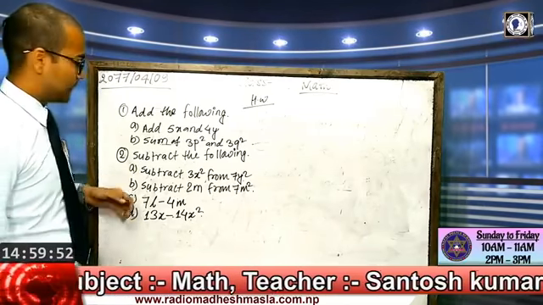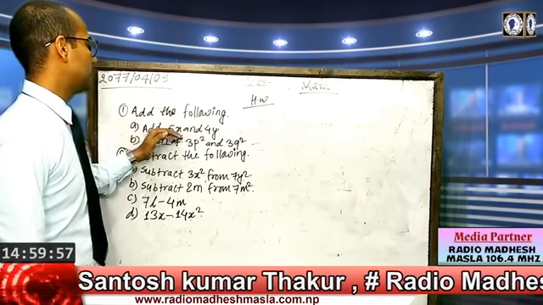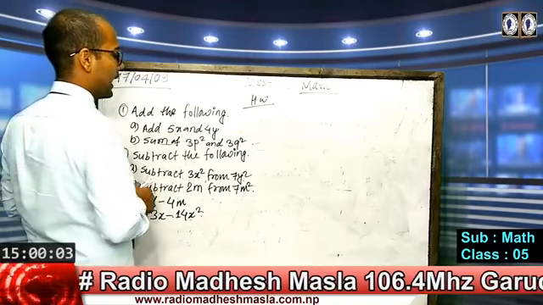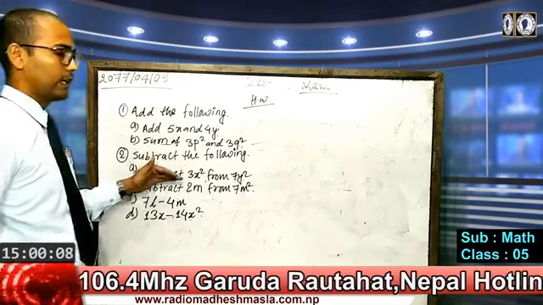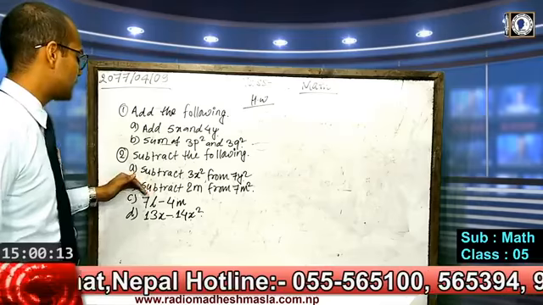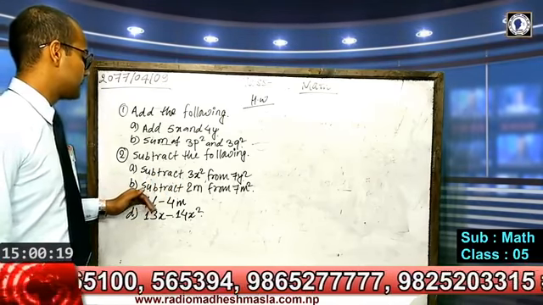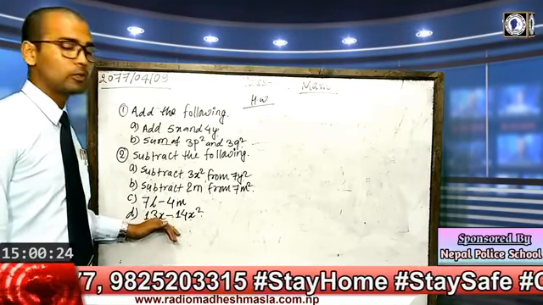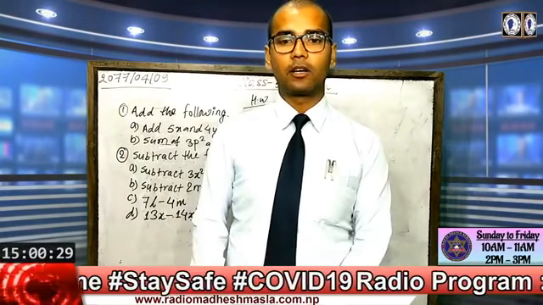So students, you have the questions here. In the first question, add the following. In question A, add 5x and 4y. Question B, sum of 3p square and 3q square. In the same way in question number 2, subtract the following. In 2A, subtract 3x square from 7y square. Subtract 2m from 7m square. C, 7l minus 4m. Then question D, 13x minus 14x square. And this is the time to leave today's class.